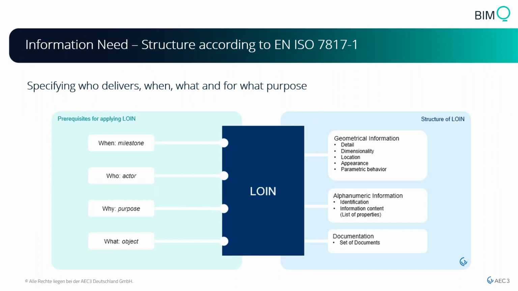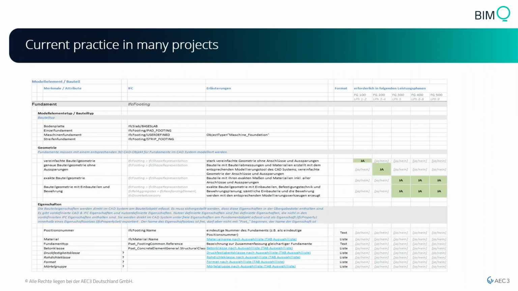And how is this data currently managed in a BIM project in practice? Here we have two different options. Option one is to try to manage and display all the information in the form of Excel tables. Here we see a small example of a foundation. We see our geometric information. We see also our alphanumeric information. We see an IFC mapping, and we also see when the information is needed, our milestones, and for what it is needed, our use cases.